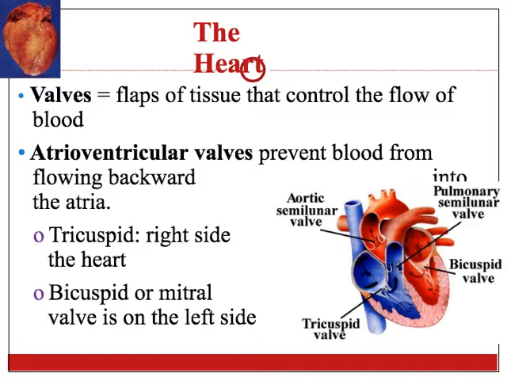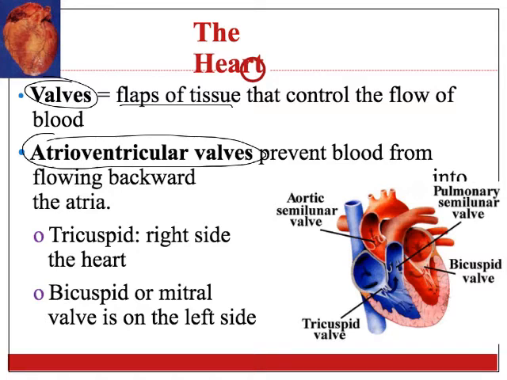Now, in between my chambers, I have these flaps of tissue called valves, and they basically control the flow of blood. I have two types of valves. The first type is called the atrioventricular valves, and that name makes sense because these are the valves found between the atrium and the ventricles. The valve between the right atrium and the right ventricle, right here, is called the tricuspid valve. And the valve between the left atrium and the left ventricle is called the bicuspid or the mitral valve.